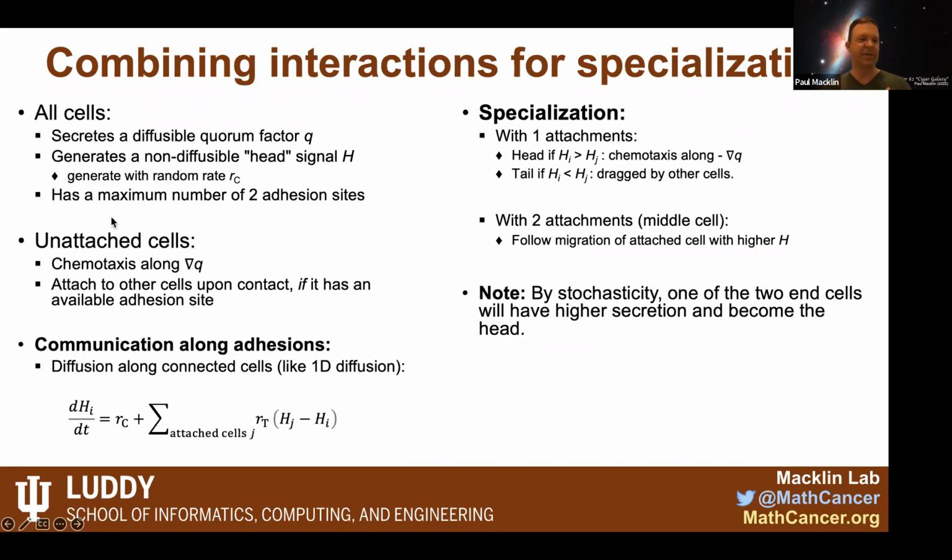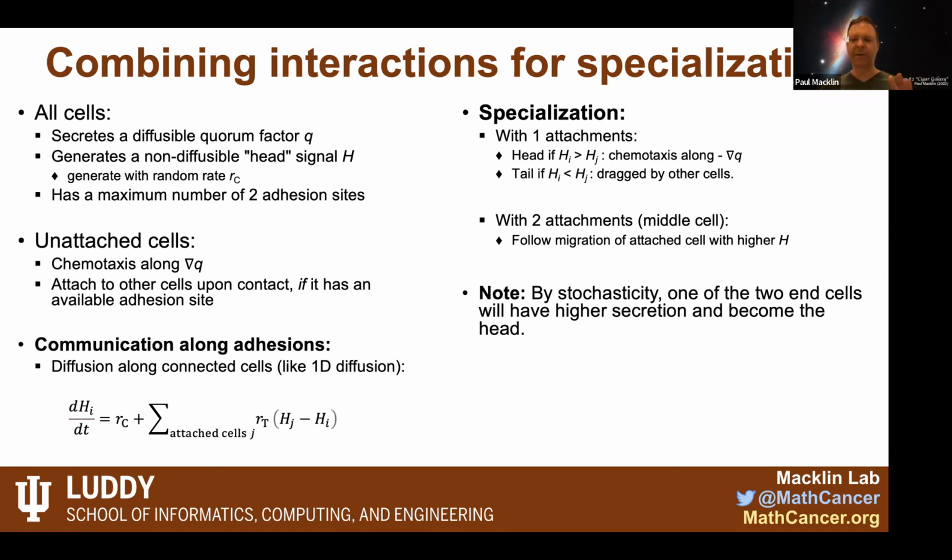And so that's what the unattached cells are going to do. But now in the multicellular version of this, they're going to start secreting the quorum factor, and when they come into contact with each other, they're going to form spring-like adhesions and try to form a long-term adhesion. And we're going to stipulate in this particular model that every cell has a maximum of 2 adhesion sites.